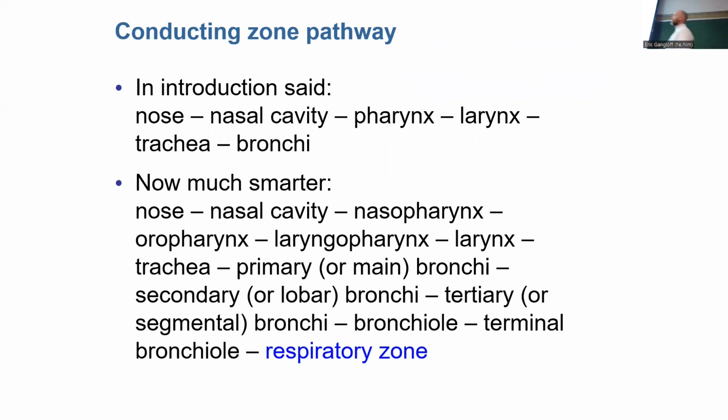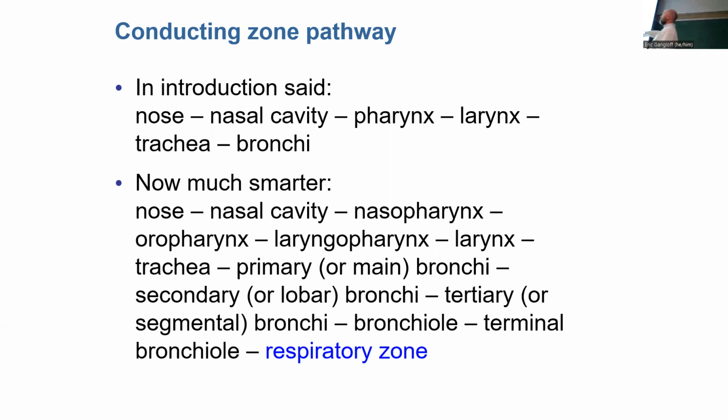So just as a bit of review, in the beginning, I described the passageway of your air as going from your nose to your nasal cavity, pharynx, larynx, trachea, and bronchi. Knowing what you now know, we can expand this, and we can show the pathway of air through the conduction zone in much more detail. So it enters through the nose, then to the nasal cavity. Then we can split the pharynx into the nasopharynx, oropharynx, laryngopharynx. Then we have the larynx and the trachea, and then we know that the bronchi, we start with the primary bronchi, secondary bronchi, tertiary bronchi, then to bronchioles, and then to the terminal bronchioles.